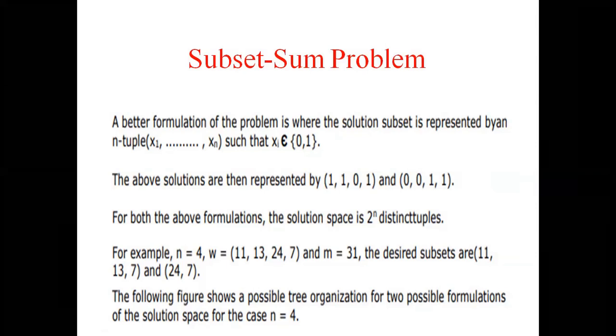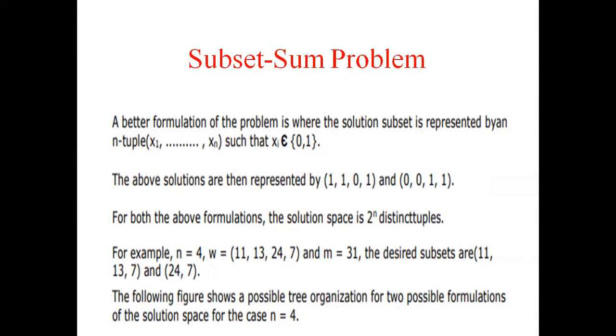What is m? That is a constraint or condition: when you add the elements, the weights in a subset, when you sum it, when you total it, the value should be 31. That is the constraint. So the desired subsets are 11, 13, 7 and 24, comma 7. See, 4 weights are given. One is 11, second one is 13, third one is 24, fourth one is 7.